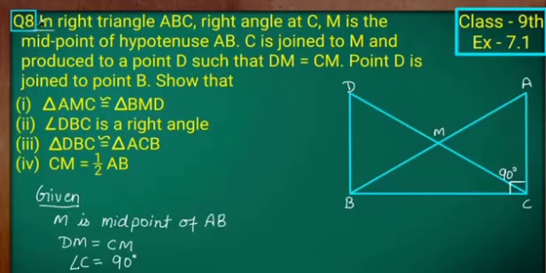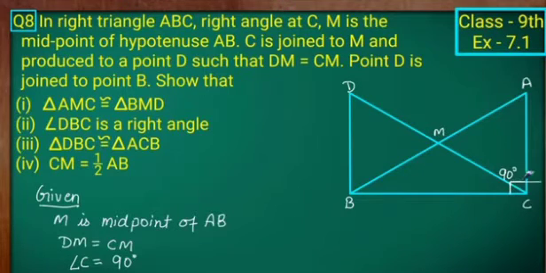See this question. In right triangle ABC, right angle at C, M is the midpoint of hypotenuse AB. C is joined to M and produced to a point D such that DM equal to CM. Point D is joined to point B. Show that triangle AMC is congruent to triangle BMD. Okay, students, now see this question.